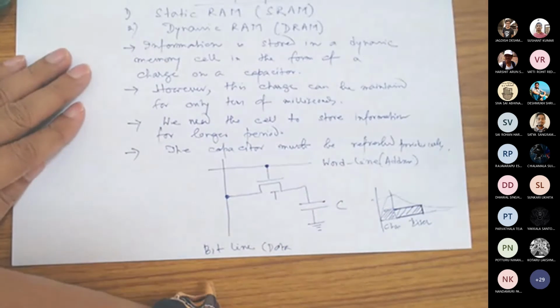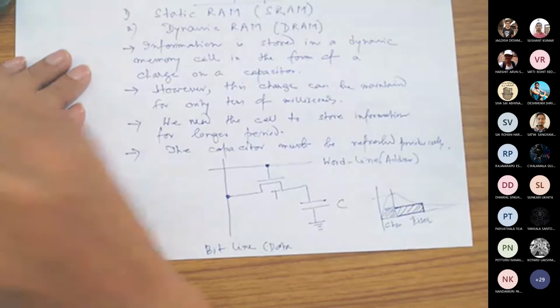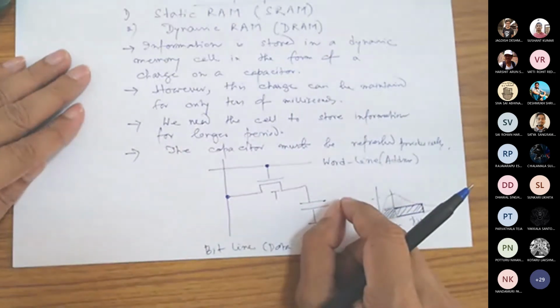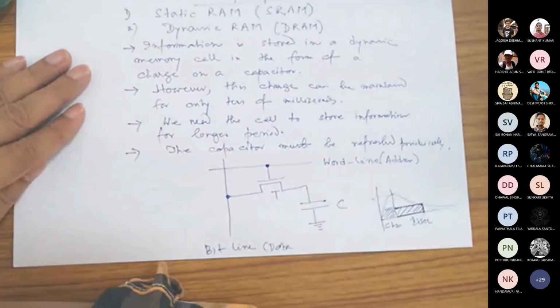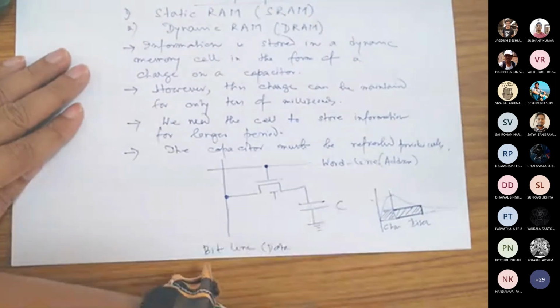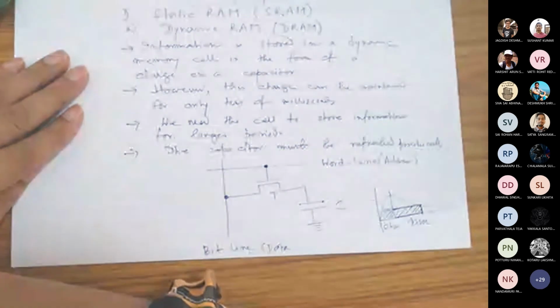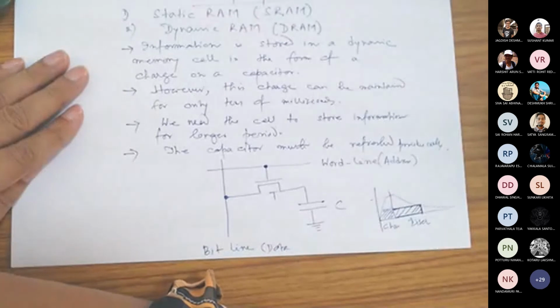But what are the advantages? Advantages are it requires a lesser number of components and it is very cheap because it requires only one transistor and one capacitor. On the contrary, when we looked into static RAM designs, we have seen that they require 6 transistors. CMOS design, 6 transistors.